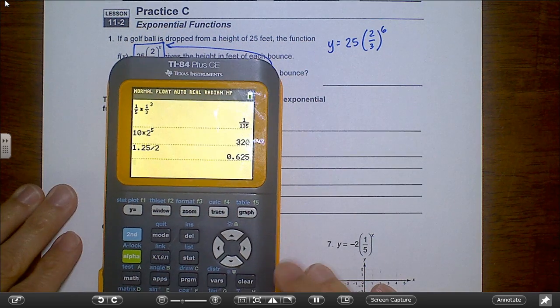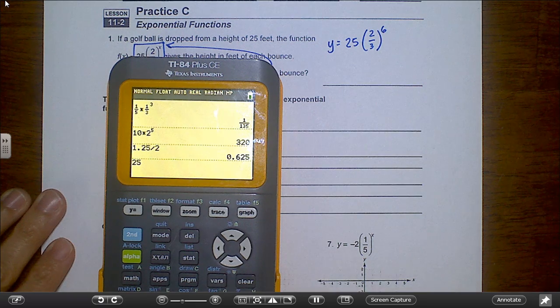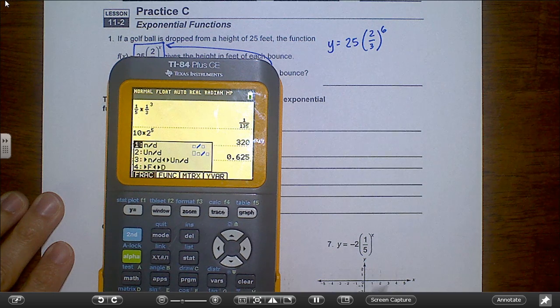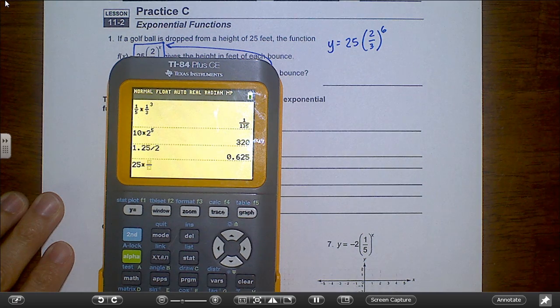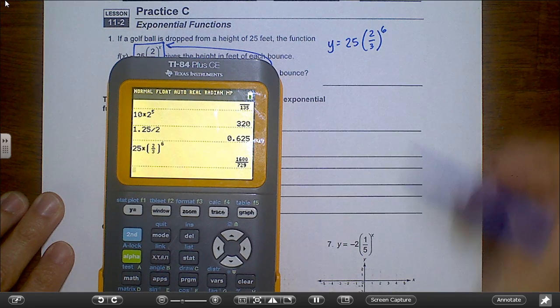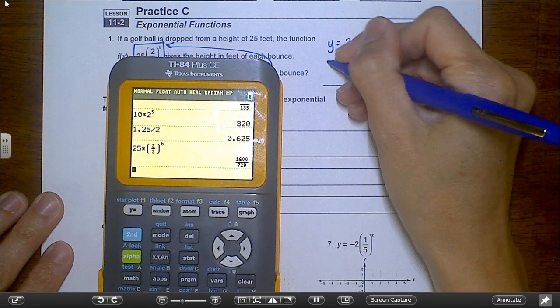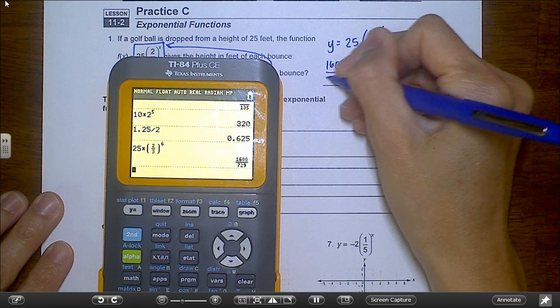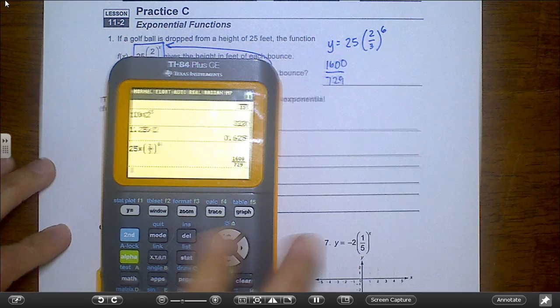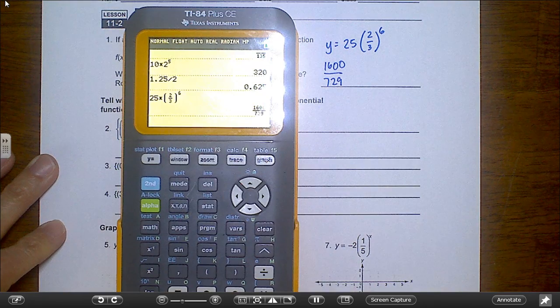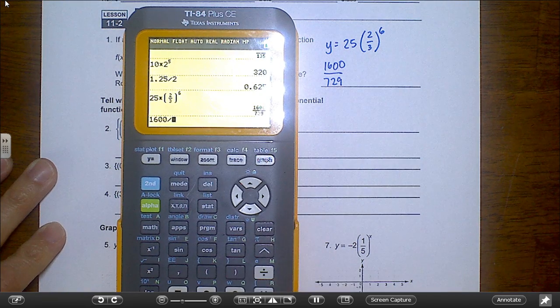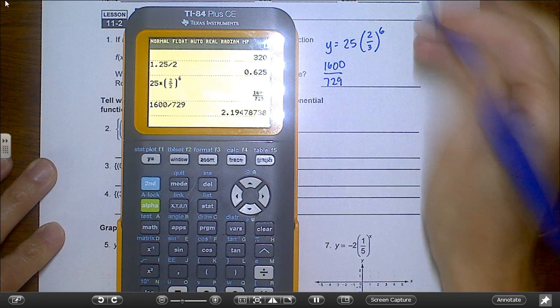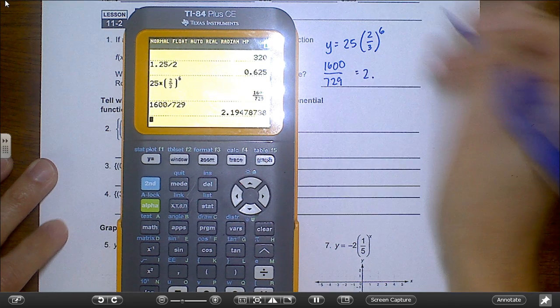So I would do that one in your calculator. So 25 times alpha y equals 2/3 and then to the 6th. You got 1,600 over 729. And that doesn't super help because it asks you to round to the nearest 1/10 of a foot. So I'm just going to divide those two. And I got 2.19 to 2.2.